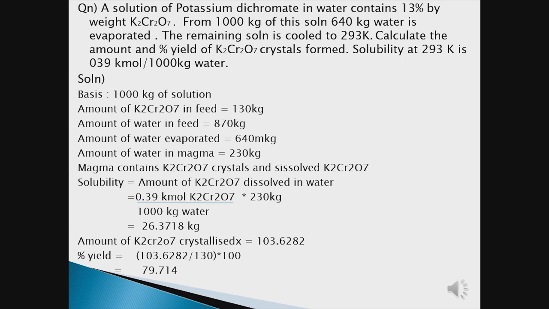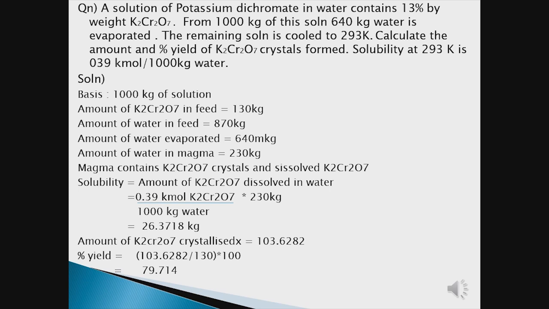Solubility at 293 Kelvin is 0.39 kilomole per 1000 kilogram of water. Okay, now coming to the solution. Let's do it as we have studied in the procedure for doing the material balance equations questions. First, let's take the basis, that is 1000 kilogram of solution.